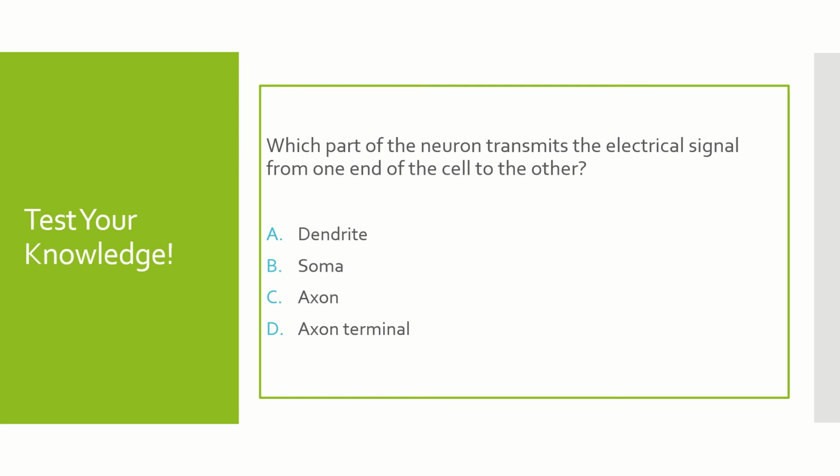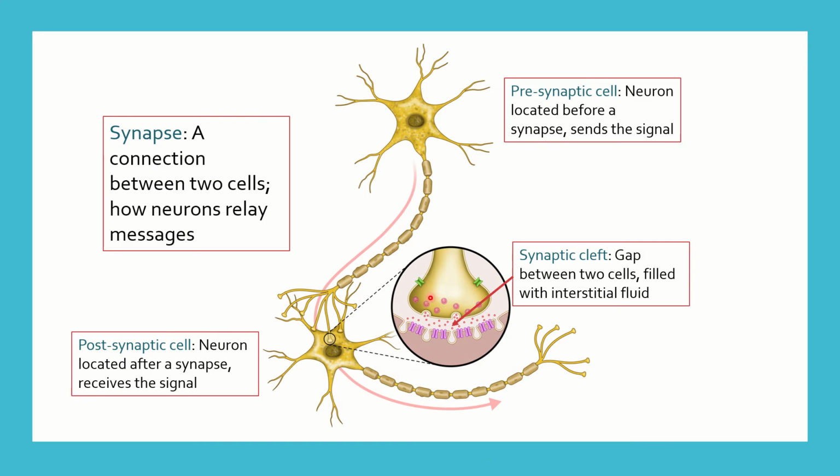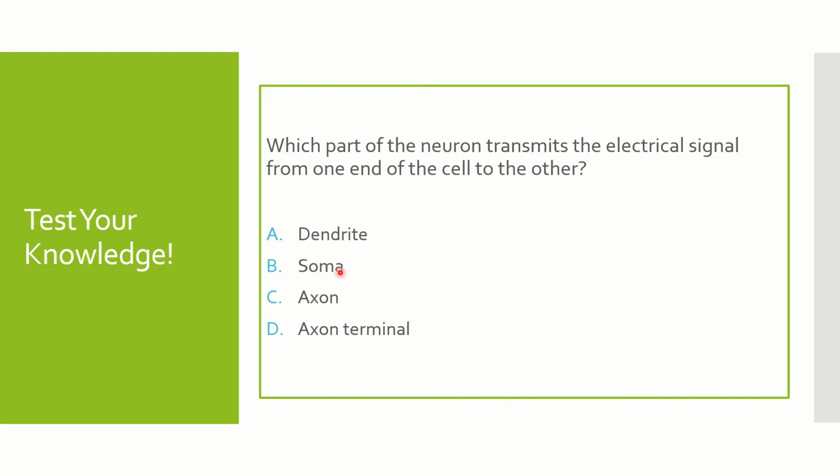All right, I hope you went and answered this. This kind of question might be a little bit tricky, but let's read it. Which part of the neuron transmits the electrical signal from one end of the cell to the other? So we're not talking about a signal between cells; we're talking about this, from one end of the cell to the other. This is still the same cell. So the correct answer is C, axon.